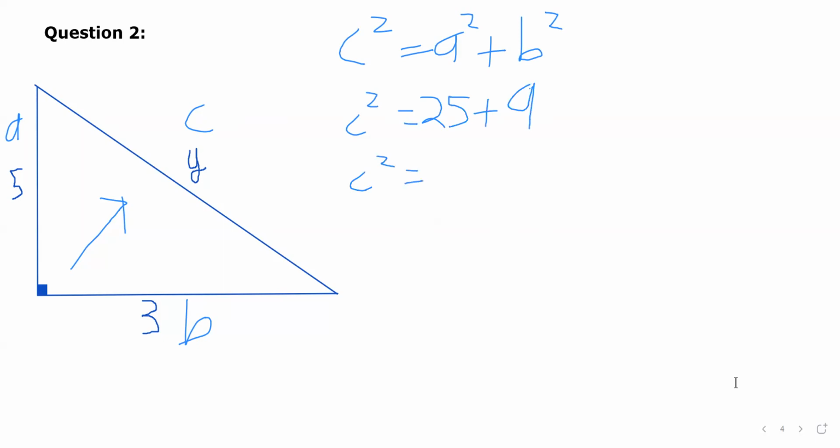25 plus 9 is what, 36? I believe it's 36. It's 34. Oh. So now square root, we get square root of 34. And put it in a calculator. Square root of 34 is 5.83.